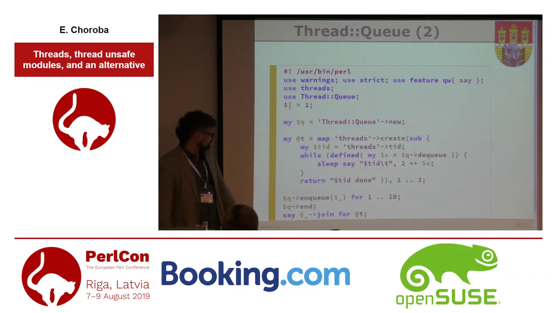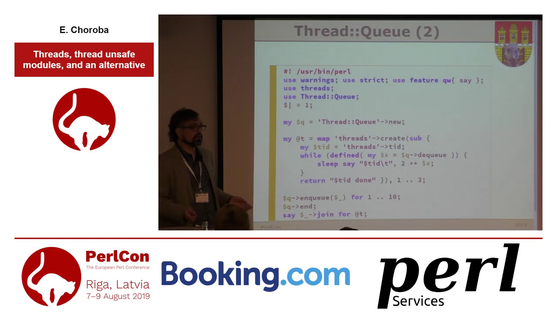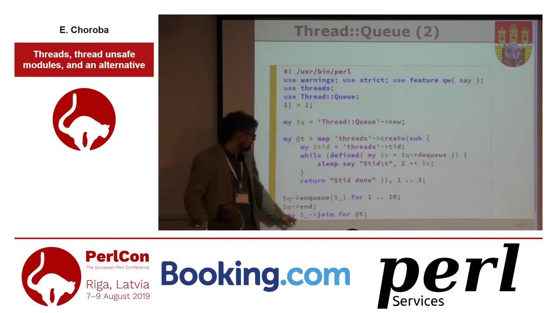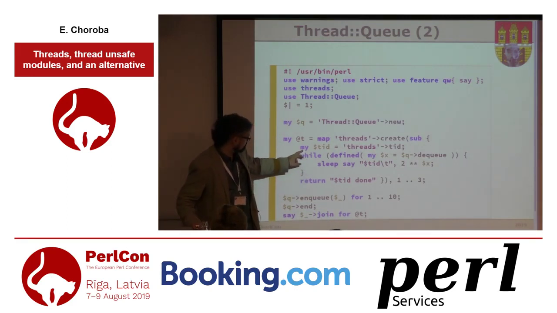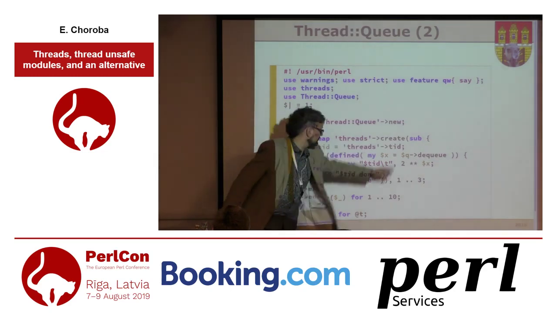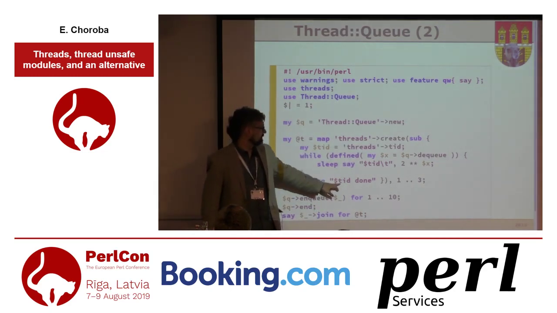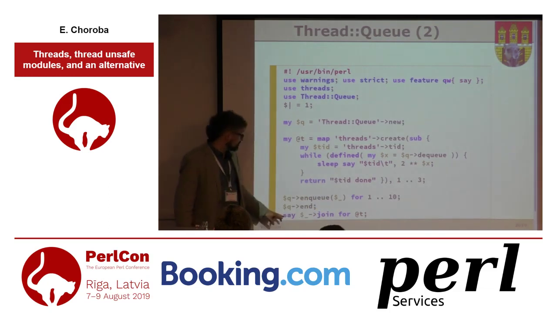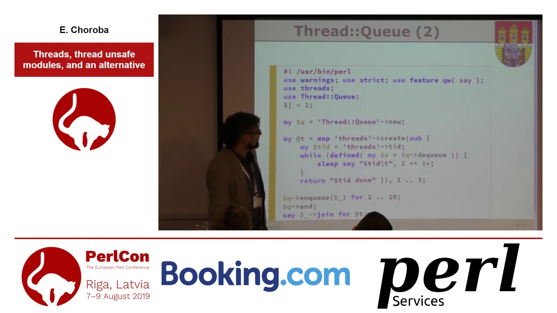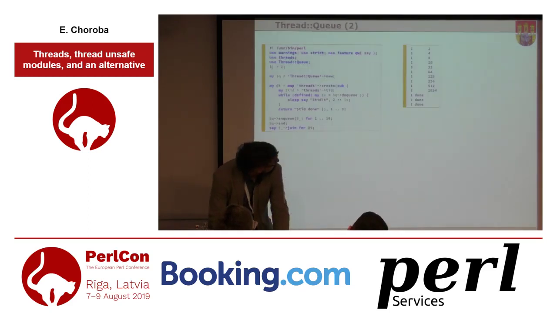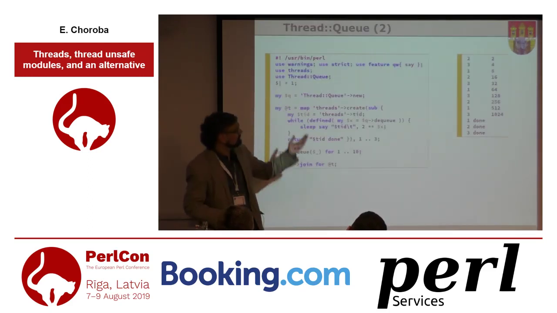And then we'll just put numbers 1 to 10 into the queue. Then we'll say end, which means this tells the threads that the queue will not receive any more values. And we'll use join to wait for the threads to finish. The subroutine here returns thread ID done, which should be what this join returns.